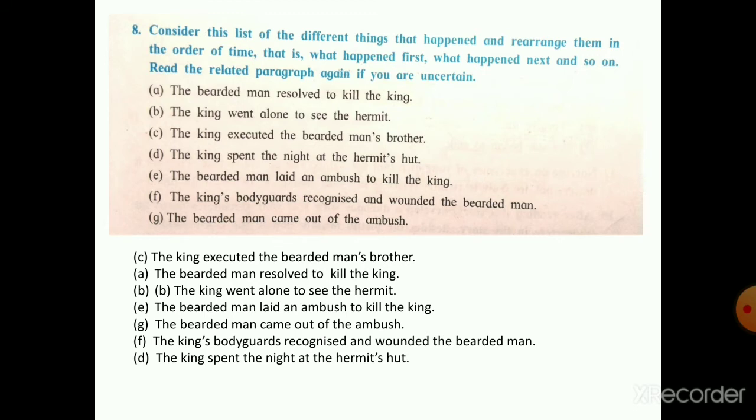This is the correct order of the sentences. In the question, the sentences are given in a different, incorrect order. We have to arrange them in the correct order. This is the correct order of the sentences as per the lesson.